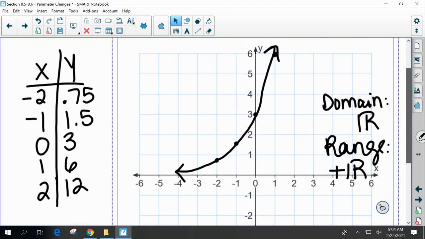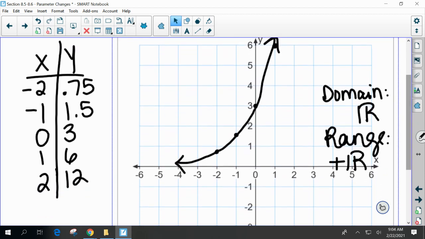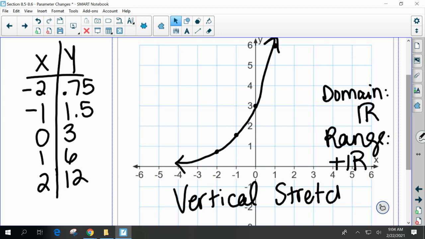Okay, so the other thing that happened here was we took everything times 3. And if you look at this line compared to the one before, it got a lot steeper or more narrow. So this is what's called a vertical stretch. So when you multiply your whole entire graph by a number larger than 1, you're creating what's called a vertical stretch. And that makes it look more narrow.